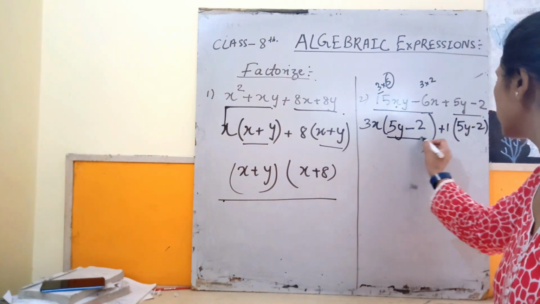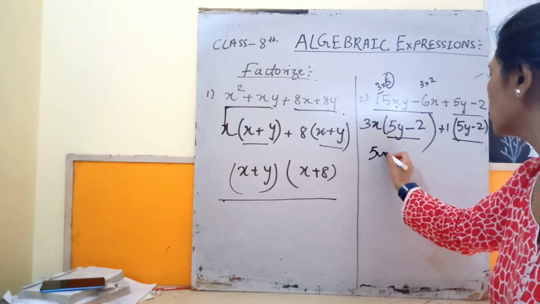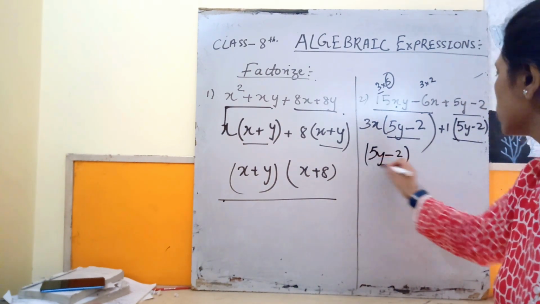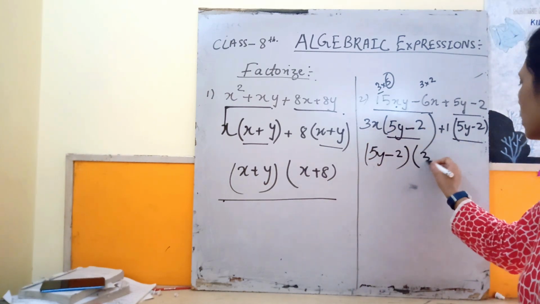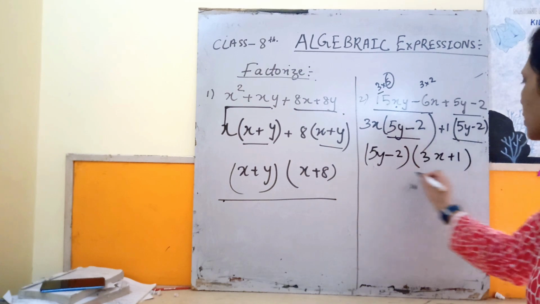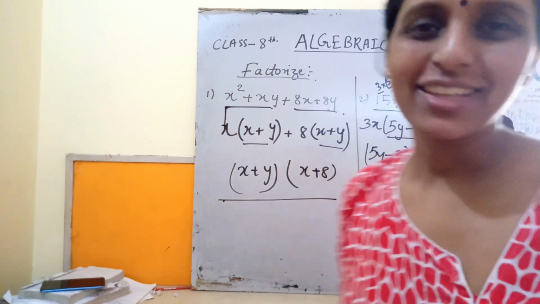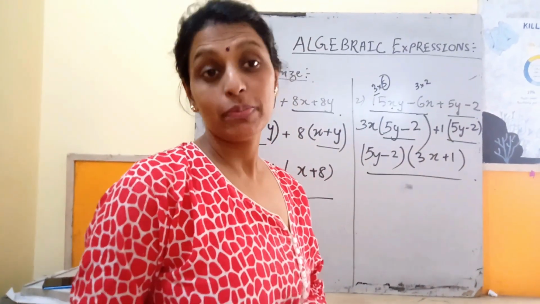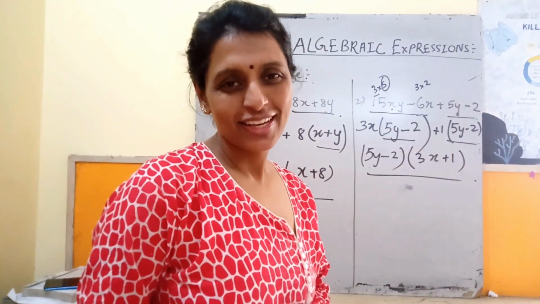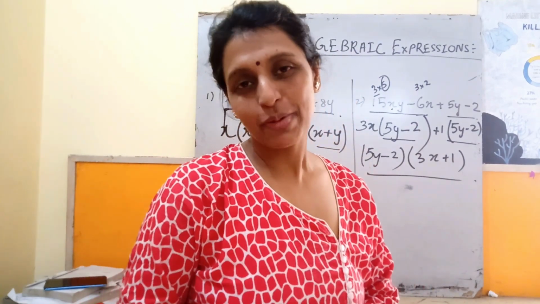Now, 5y minus 2 and 5y minus 2, we can take 5y minus 2 as common, and then we are left with 3x plus 1. So this is the way to factorize. I hope you understood this method. You will be able to factorize well, and I hope you have liked the explanation.